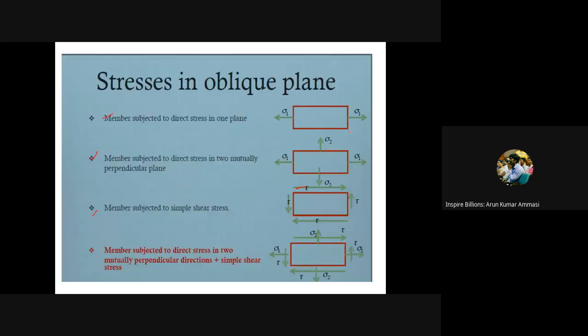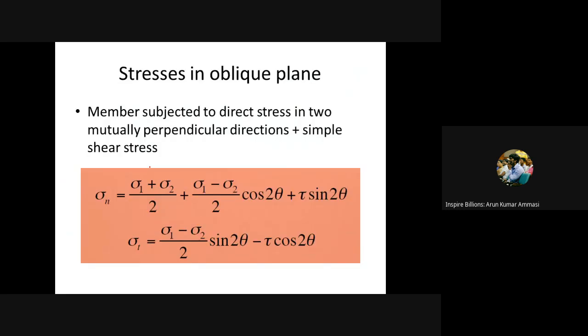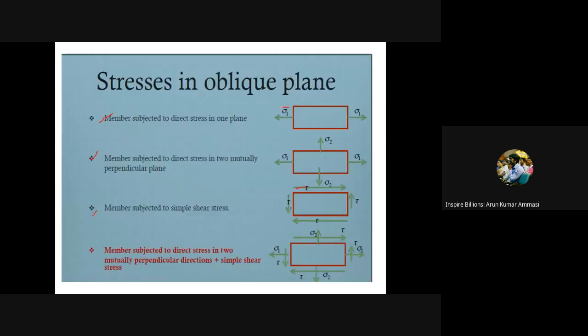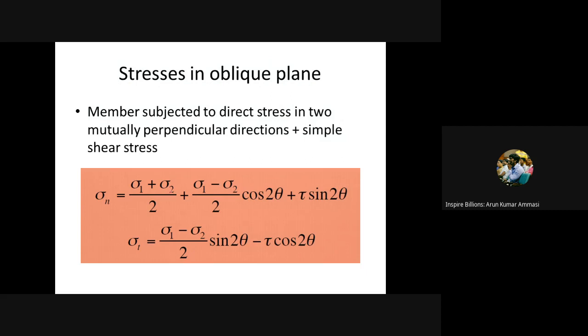So for the first case, the normal stress can be calculated by taking sigma 1 plus sigma 2, where sigma 1 is acting on the left-hand side, in the left direction in the X plane, and sigma 2 is the stress that is acting in the X positive direction. So sigma 1 plus sigma 2 by 2, plus sigma 1 minus sigma 2 by 2 times cos 2 theta, plus tau. The tau is the shear stress and theta is the angle made by the oblique plane. So this is for the normal stress and this is for the tangential stress.